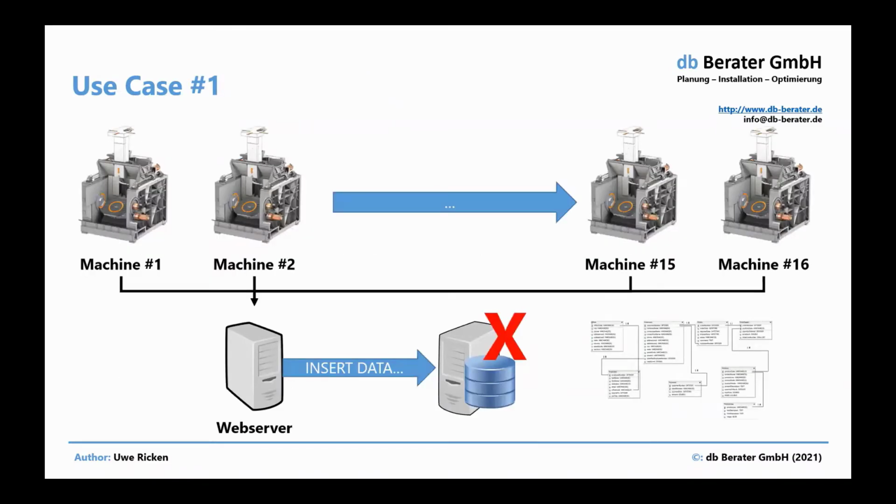You have here up to 16 machines, and this is the basic infrastructure here. And they have one web service in between the database and the machine data, which is caching the information from every machine. And then the web server is going multi-threaded and pushing the data into the SQL Server database. We have lots of problems here.